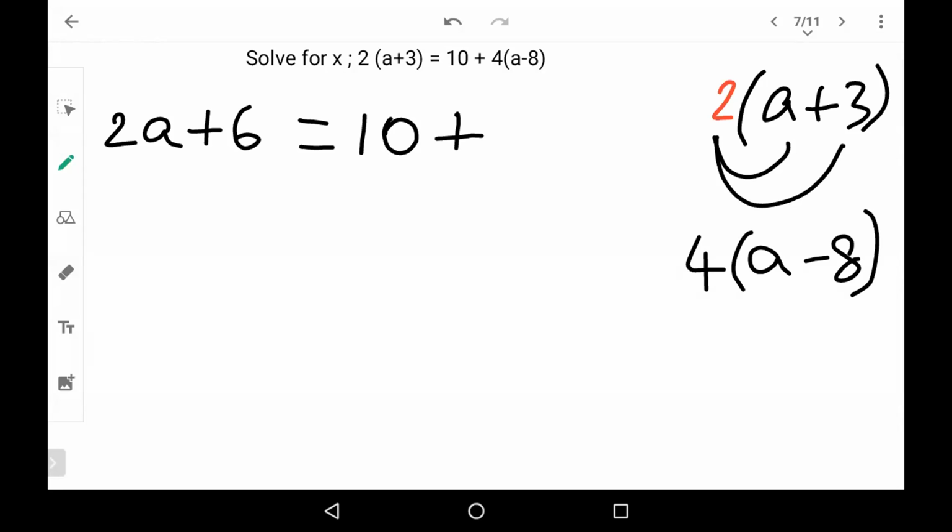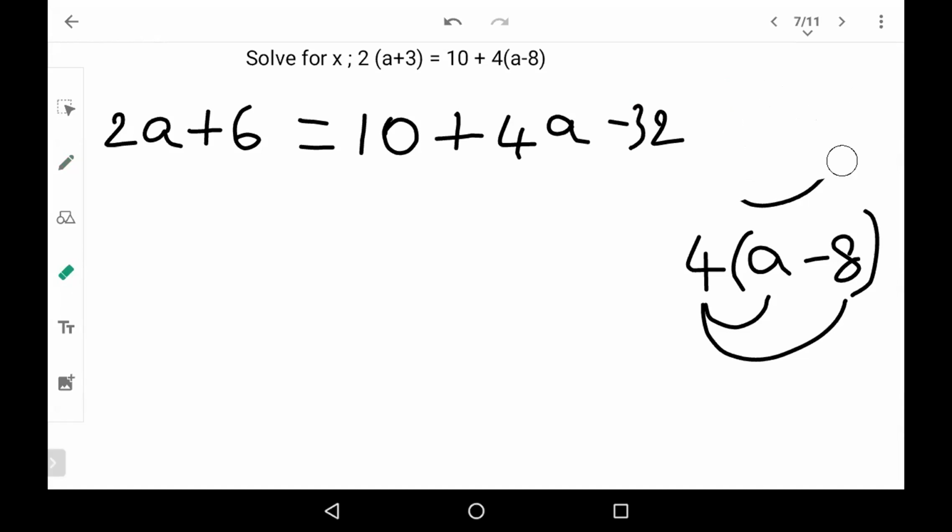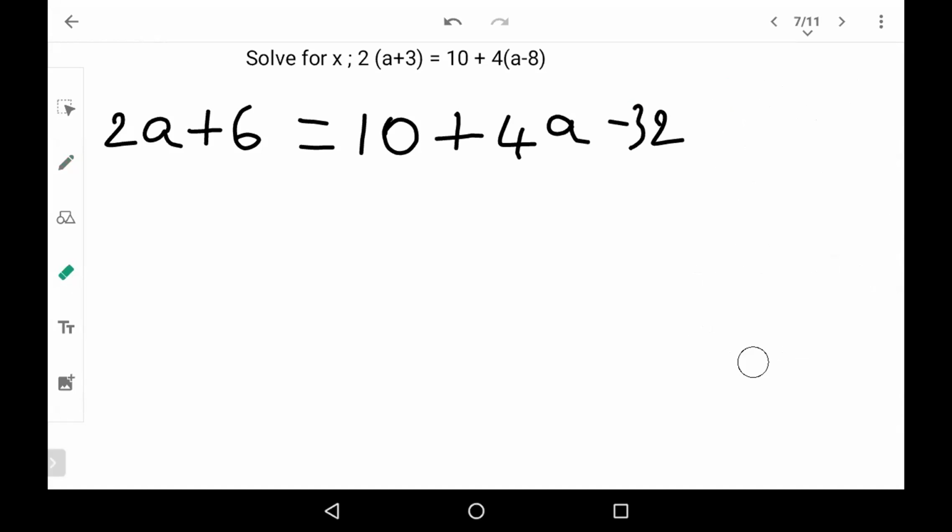Okay, so 4 into a is 4a. 4 into minus 8. 8 fours are 32. Since we have minus 8, it is minus 32. Okay. So everybody got the first step correct?